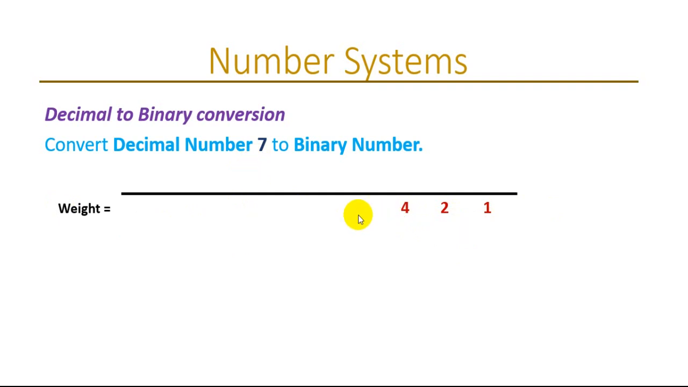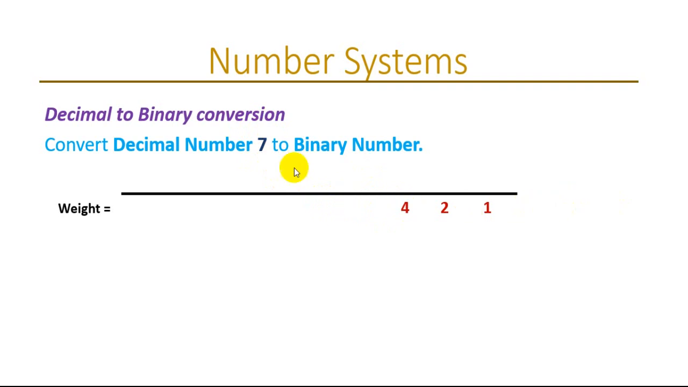Do we need to go to 8? No. Why? Because we are trying to represent the number 7. So 8 has no worth in that. If we put 8, the number becomes more than 7. So since it's a number more than what we need, we don't need to put that weight.